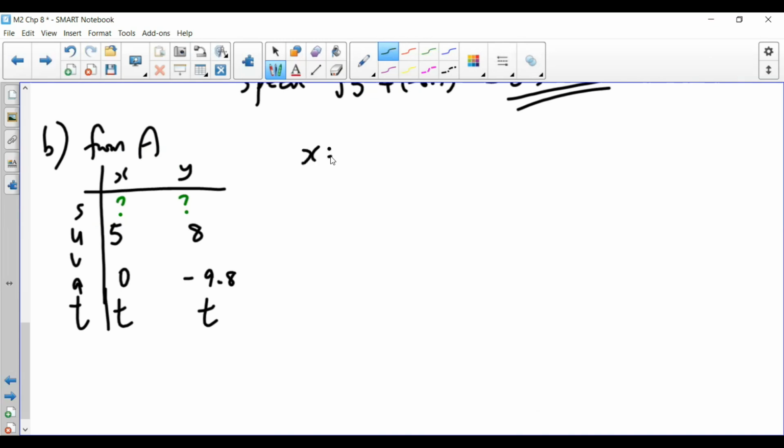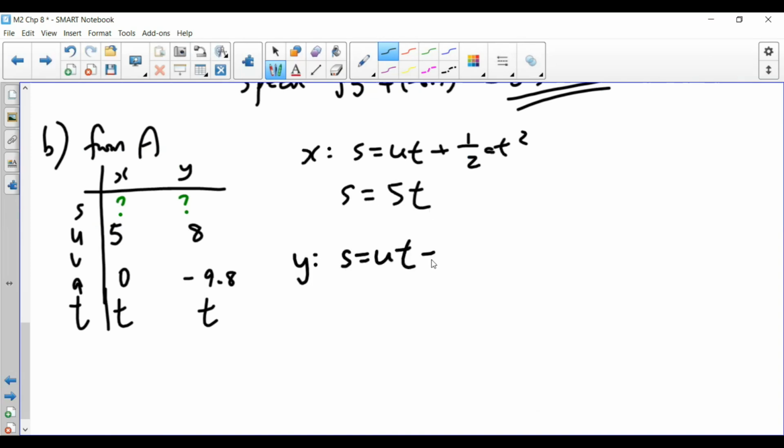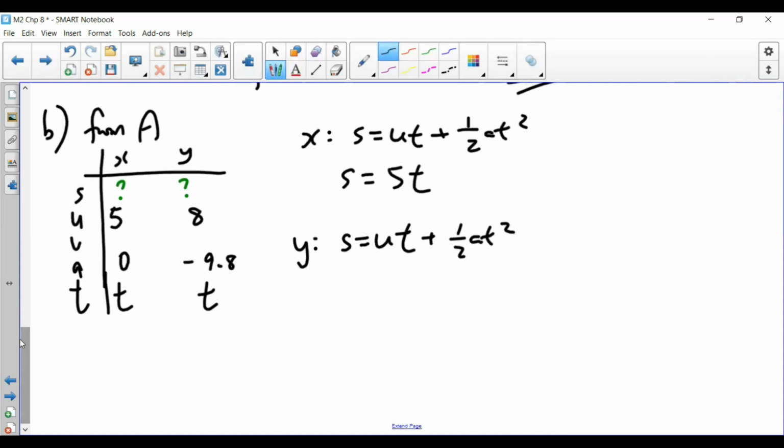So in the X, we do S equals UT plus a half AT squared. S equals 5t. For Y, S equals UT plus a half AT squared again. Some of you might question, why do you always have to write the formula? One, it helps me to remember it. So in the exam, when I realize it doesn't make sense if I put a minus in there, maybe it's a little mistake. And two, by writing this down, when I do a substitution, I can just put it in there.